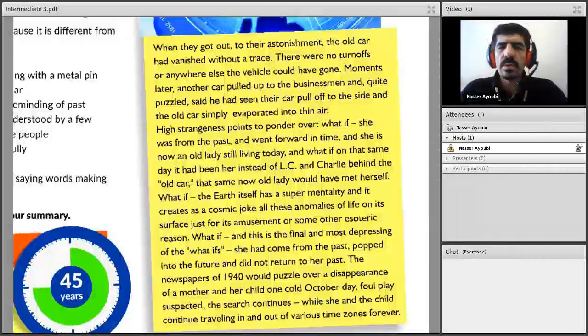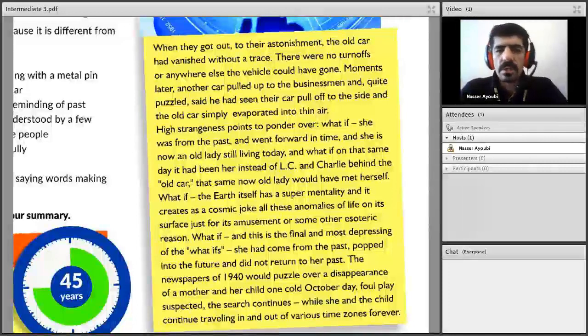High strangeness points to ponder. So the story was a kind of paranormal experience. I don't know. It might be a kind of illusion. Maybe they have seen something that doesn't exist, or maybe they have really visited someone who has traveled in time. High strangeness points to ponder. Ponder over means some points of strangeness that we have to think about, we have to consider carefully.